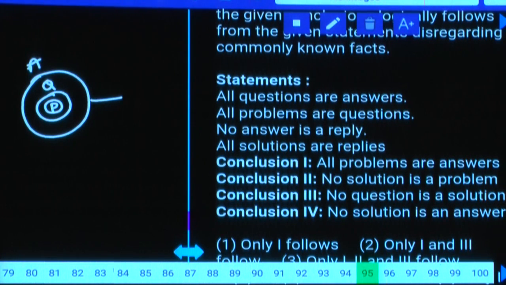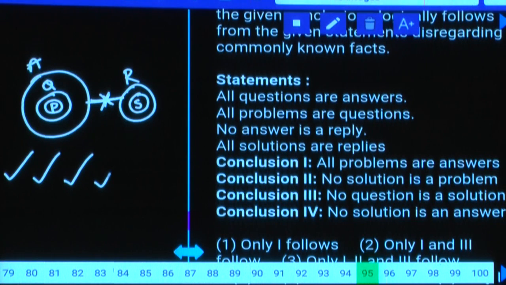Next one. No answer is a reply. No answer is a reply means no intersection between reply and answer, question and problem, isn't it? Next one. All solutions are replies. All the solutions are replies. Now if you observe here, exterior circle to exterior circle there is no intersection. That means inner elements also cannot intersect with each other. Then all the negative conclusions will always be true. Then first one, all problems are answers. That is definitely true. And no solution is a problem, as of now it is true. No question is a solution, that is also true. And no solution is an answer, this is also true.